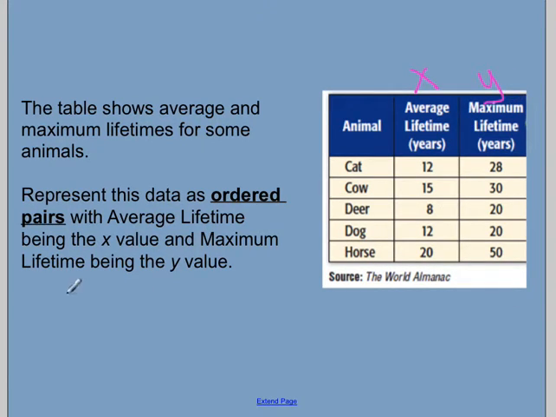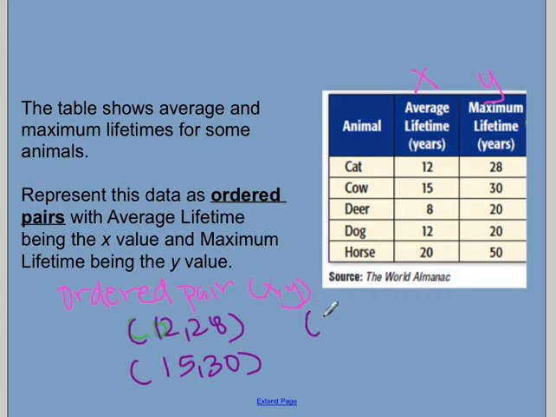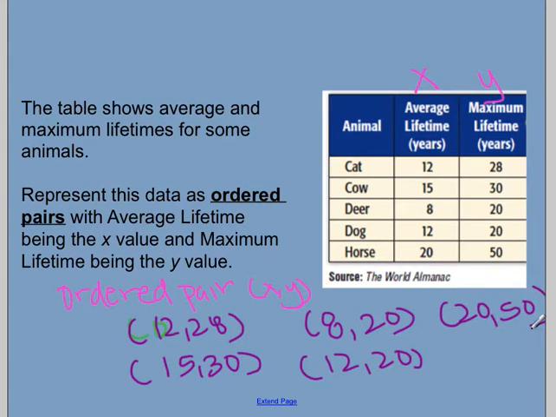So an ordered pair, remember, is just listed as your x and then your y. Okay, so let's do this. So we would have the ordered pair 12, 28 for the cat. For the cow, you'd have 15, 30. Okay, the next ordered pair for the deer would be 8, 20. For the dog, it's 12, 20. And for the horse, it's 20, 50. Okay, so this is representing the data as ordered pairs.